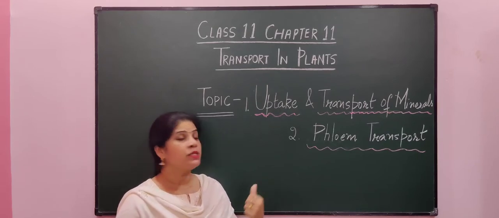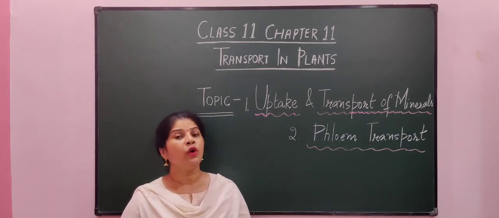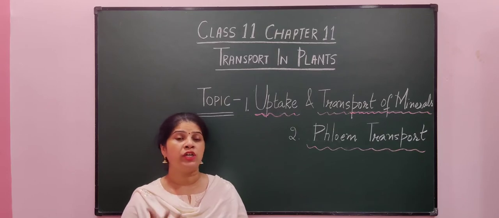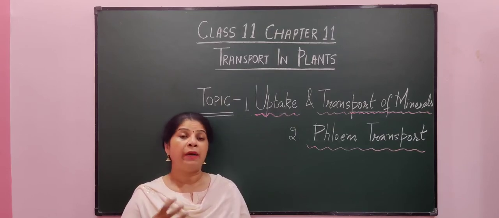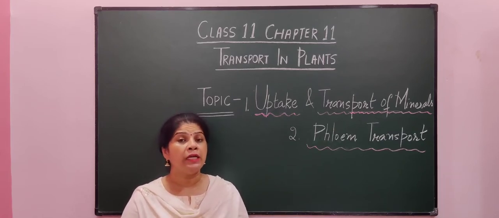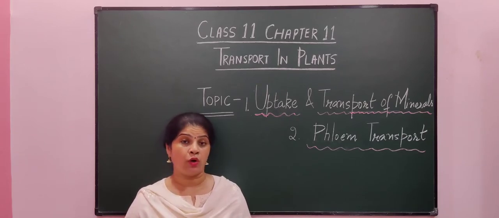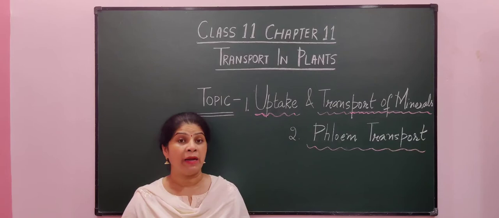Now students, our next topic is translocation or phloem transport. Students, we all know that food is manufactured by the green leaves by the process of photosynthesis. But the food which is manufactured by the green leaves is actually needed by all parts of the plant body, by the non-green cells also, for their growth and metabolism.